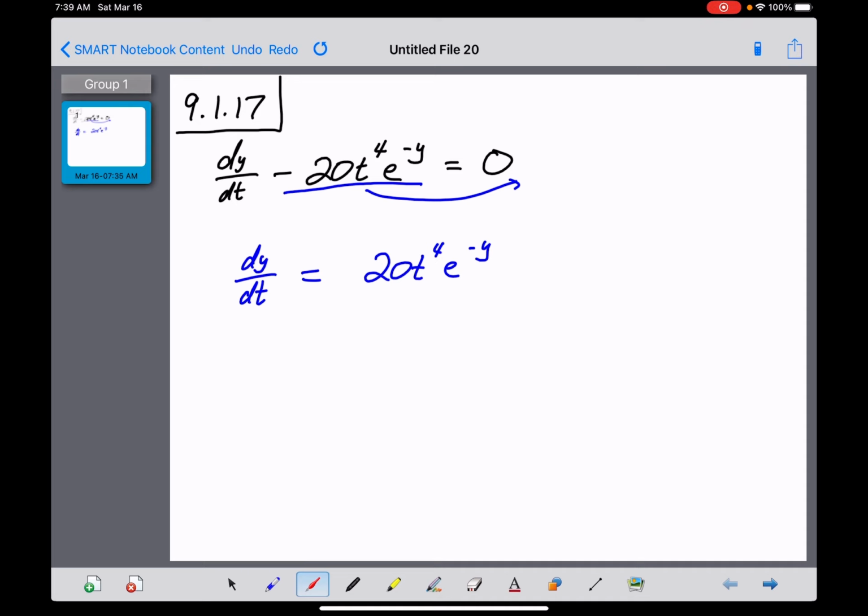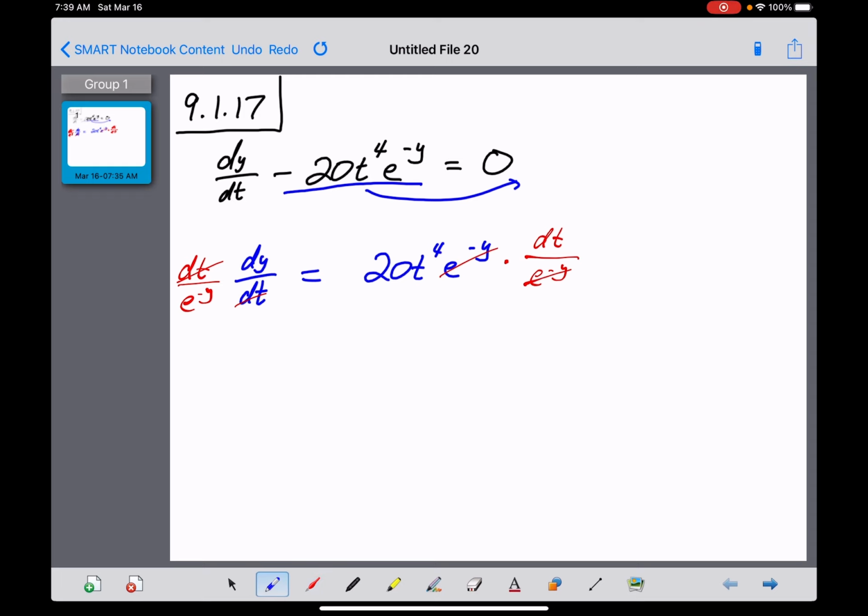So what we're going to do here is we're going to multiply both sides by a dt, and also I want to divide by this e to the negative y. So I'm going to write here times dt and divided by e to the negative y. And I'll go ahead and do that, of course, on the left side as well. So what's going to happen there? The dt's are going to cancel on the left. The e to the negative y's will cancel on the right.